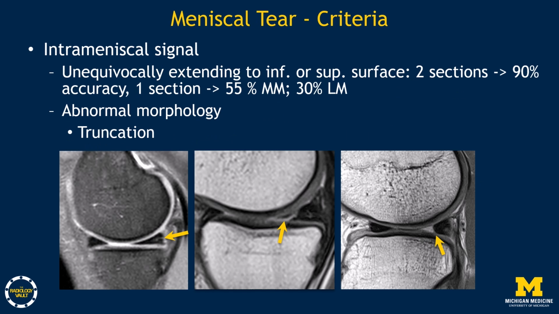The diagnostic criteria of meniscal tear uses intrameniscal signal when it's extending to either superior or inferior articular surface on two consecutive sections. The diagnostic accuracy is more than 90%. When it is visualized only on one section, then it can be reported as probable tear due to decreased diagnostic accuracy. The other thing is abnormal morphology, such as truncation, as you can see in this example.